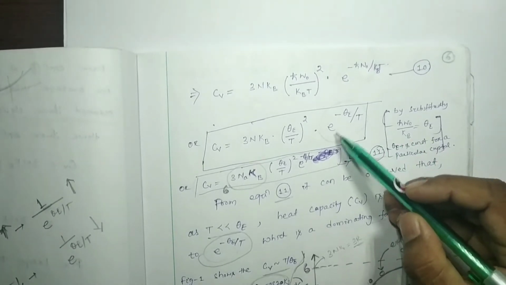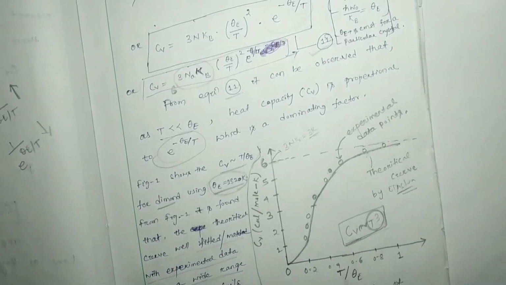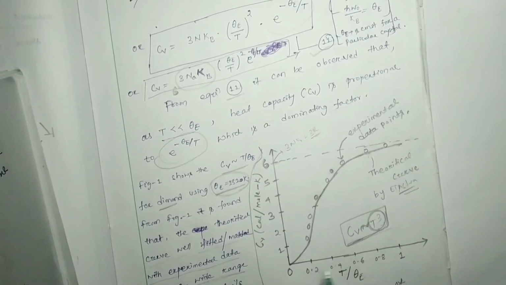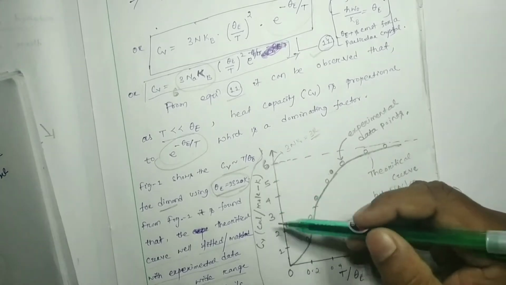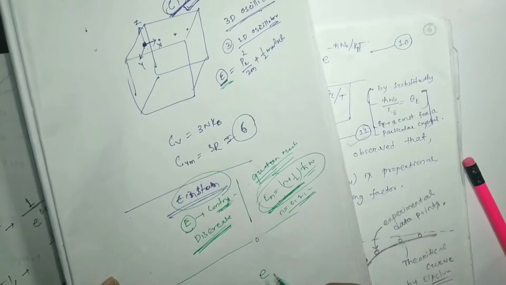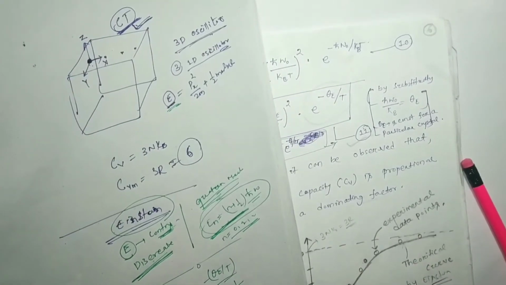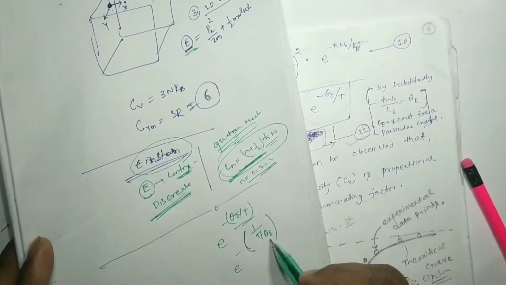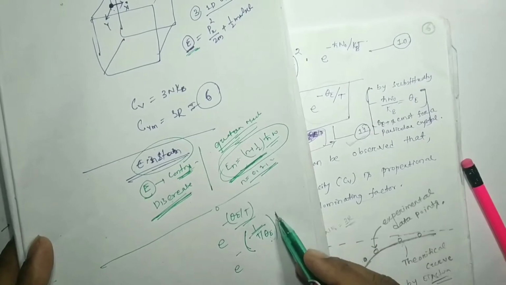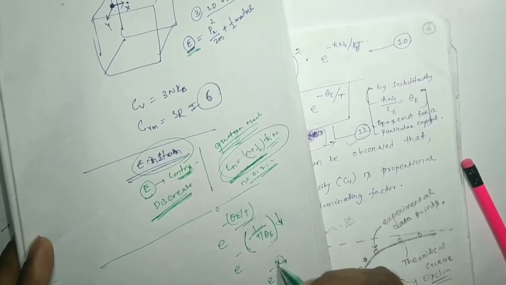Okay. Here you can see one factor, e to the power minus theta E by T. If we consider along the x-axis T by theta E, and along this side the specific heat, then e to the power minus theta E by T, or we can write e to the power 1 by T minus theta E. If T by theta E is increased, this whole is going to decrease. Suppose I consider this as x. If x decreases, then e to the power minus x is going to decrease.